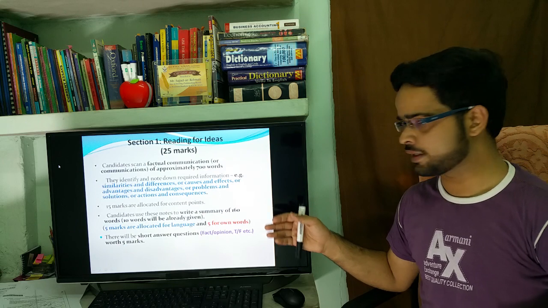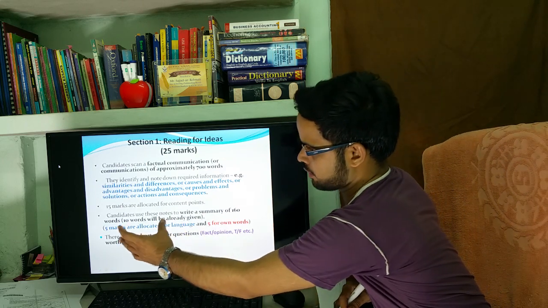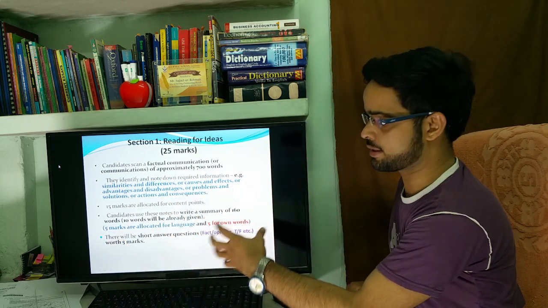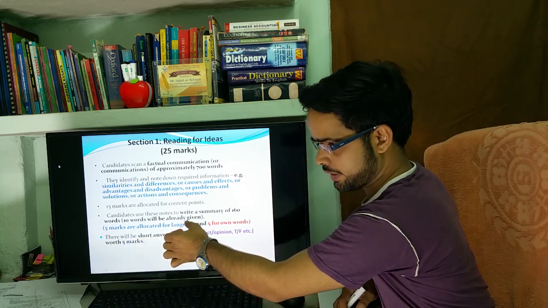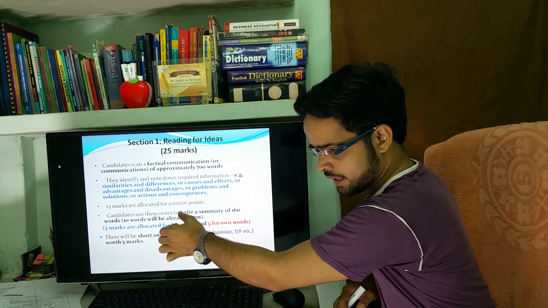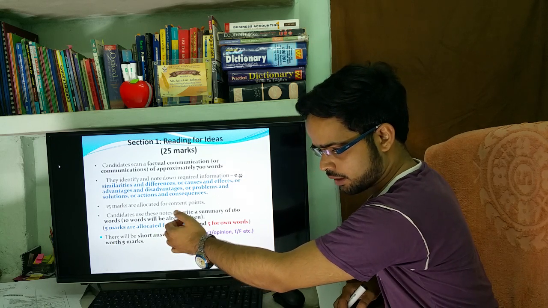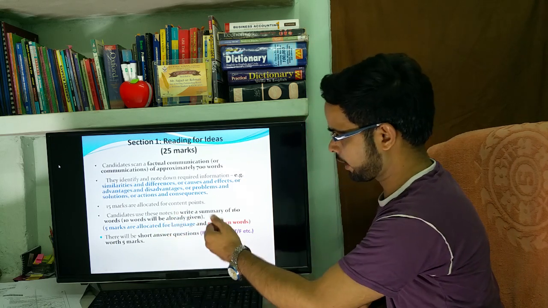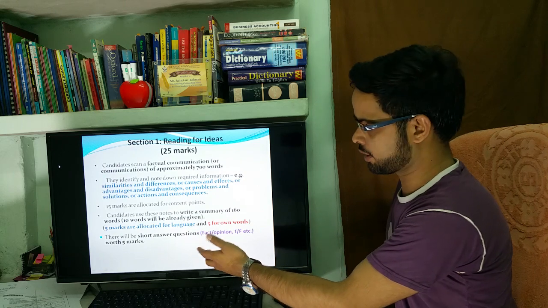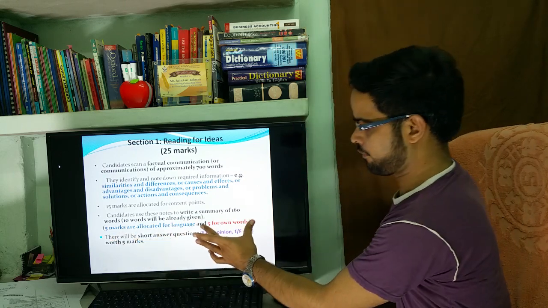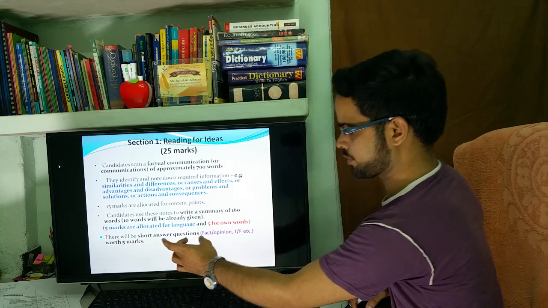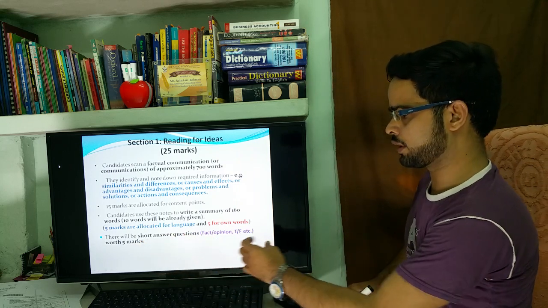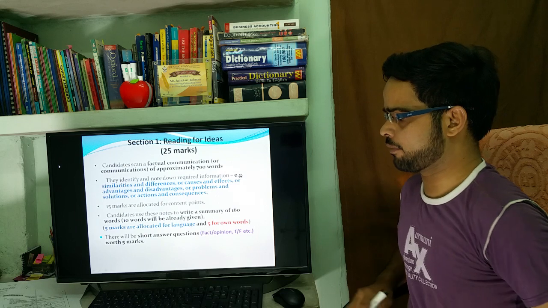What they do is they take your 5 mark summary as 10 marks, 5 marks for the language, meaning sentence structure, vocabulary, own words, and most of the grammar portion comes into these 5 marks, and 5 for the own words. There will be short answer questions like fact, opinion, true, false, etc. worth 5 marks.